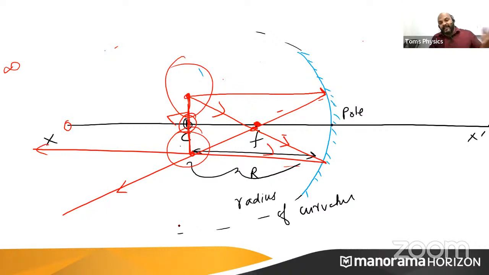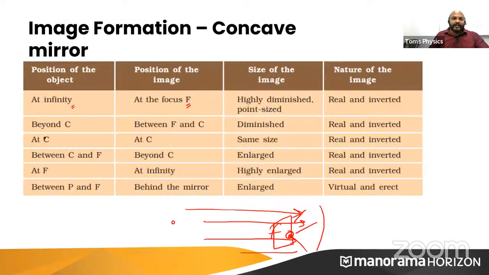It will be the same size as the object. It is not bigger. It is not smaller. The same size as the object, and it will be inverted and real. So let's see. When the object is at center of curvature, the image is also the same place. It is the same size as the object. It is real and it is inverted.